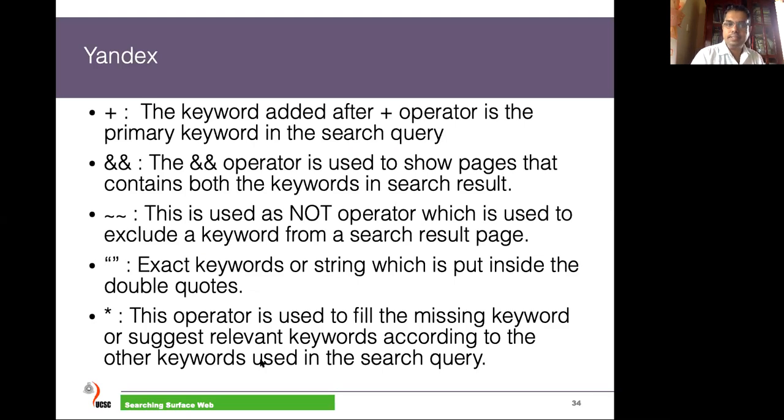Yandex also has the plus parameter, and two ampersand signs for AND. The plus parameter can be used for primary keywords. We can define the primary keywords with plus, so that they put more weight in Yandex. Two ampersand signs are used for AND instead of capital AND in Google. Two tilde signs is NOT, which is minus in Google. Both Google and Yandex use double quotes for phrases and star for missing keywords. If you need AND in Google, you type capital AND, but in Yandex you type two ampersands. If you want to exclude something in Google, you type minus, but in Yandex you type two tilde signs. There are slight differences.